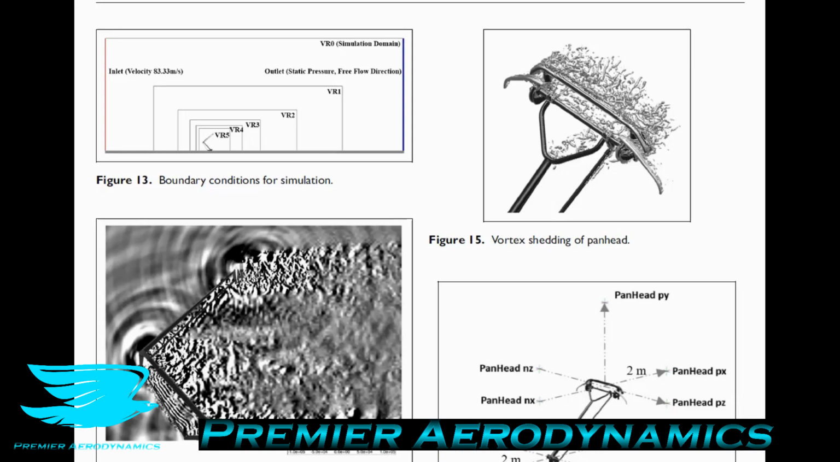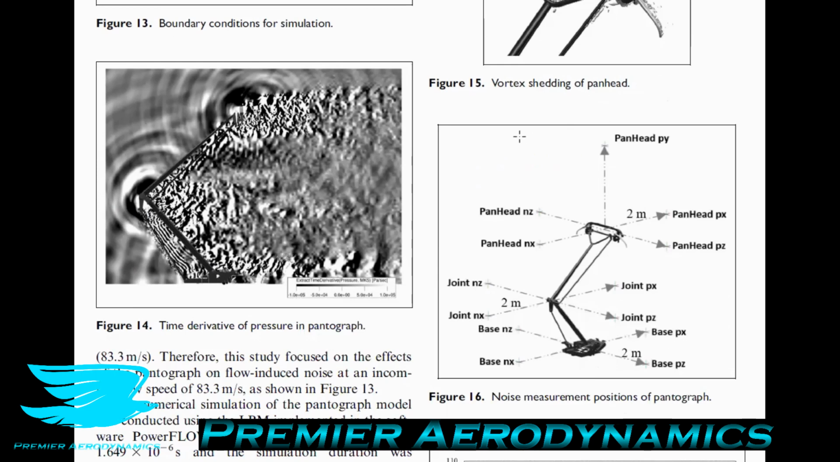I'll be interested to find out. So they move on and talk about figure 14 and figure 15. The noise generated from the pantograph is closely related to the time derivative of the pressure in the flow field. In this sense, large pressure fluctuations occurred at the locations of the panhead, joint, and base sections, as shown in figure 14. So in other words, when you get a lot of turbulence, a lot of fluctuations in pressure, then you get a lot of noise.